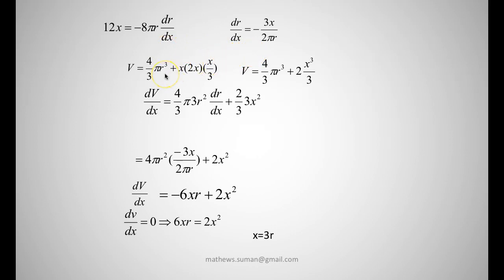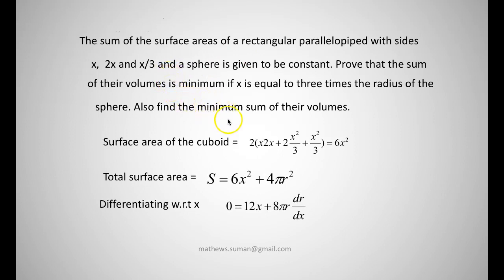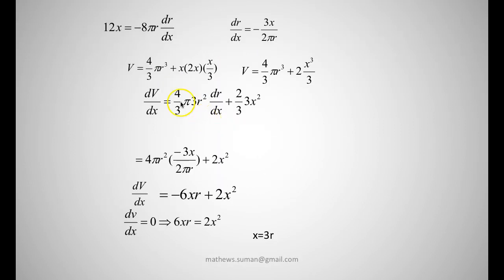Now going back to the problem, we need to find the minimum volume. So volume for a sphere is 4 by 3 pi r cubed. For a cuboid, it is length into breadth into height. That would be x into 2x into x by 3. So the total volume would be 4 by 3 pi r cubed plus 2x cubed by 3.